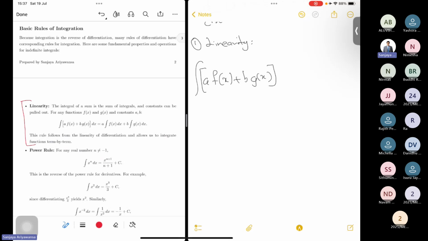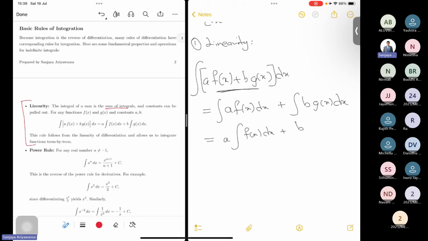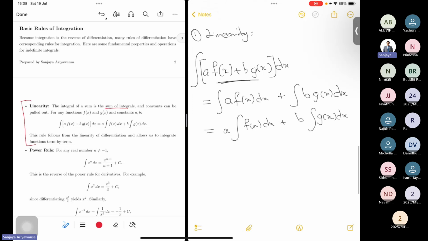If I have to integrate this, linearity tells me you can separate out the two. The integral of this sum is the sum of integrals. So I can separate these two out like this, the integral of a f of x dx plus the integral of b g of x dx. I can go a little bit further because a and b are constants: I can take them out of the integral sign and simply integrate f of x and g of x with respect to dx. That is what linearity is telling me.